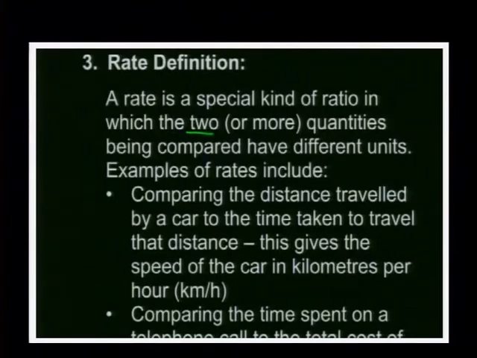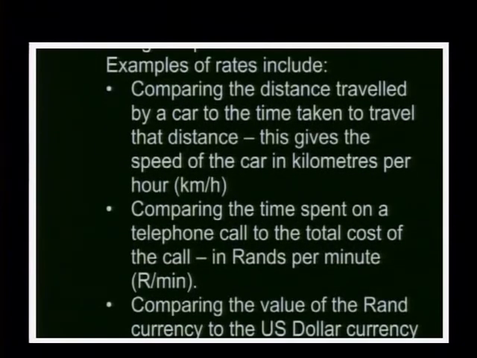Right, let's move on to rate. What is a rate? A rate is a special kind of ratio. But in this case, we're dealing with 2 or possibly more quantities being compared. They've got different units. So an example of rate could be comparing the distance traveled by a car and the time it takes to travel. So the speed of the car, and that will give you the speed of the car in kilometers per hour.